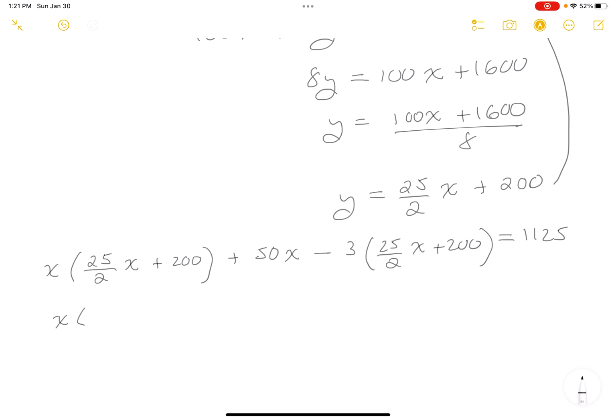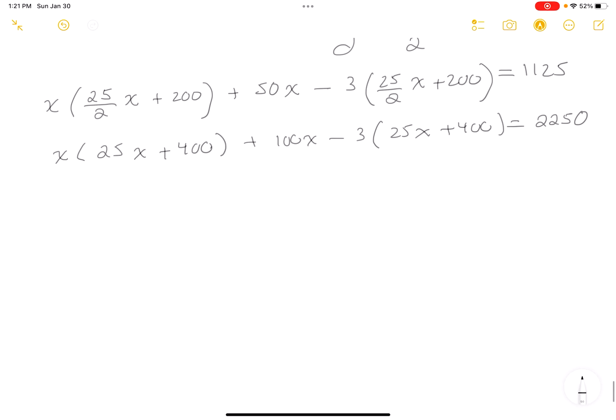X, 25x plus 400. So I just multiplied the first term by 2. I distributed across the 25 over 2x plus 200. 2 times the second term would be 100x minus 3. Well, same story. It's 25x plus 400. And what do you get over there? Well, 2 times 1,125 is 2250.